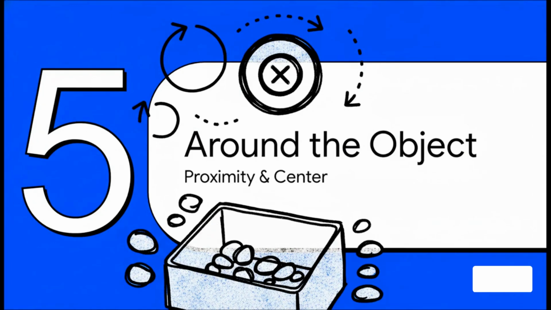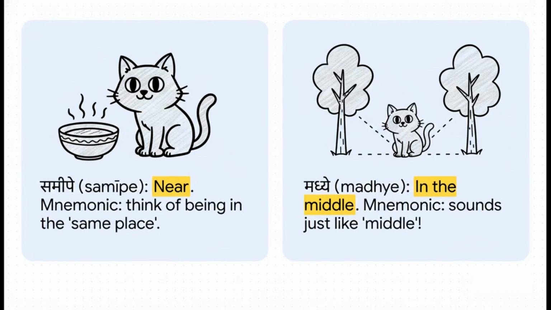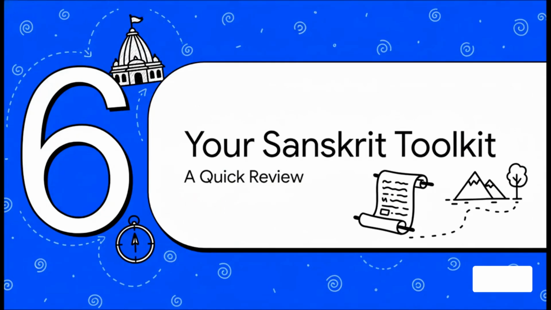Okay, let's look at our last two scenarios. These are our two final crucial location words. How do we say the cat is near something? Near word is Samīpe. Atra Biḍālaḥ Patrasya Samīpe asti. The cat is near the bowl. Then if it is in between something, here the cat is in between the two trees. So Biḍālaḥ madhye asti. Madhye is for in the middle of.